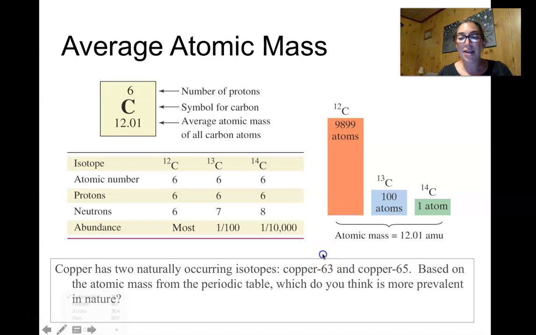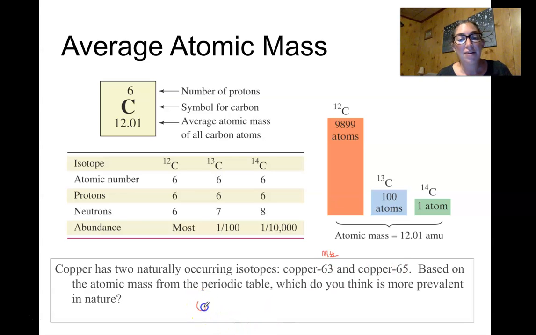The 63 and the 65, when we name an element like that, those numbers represent the mass number. I'm just going to put M, hashtag for number symbol. Okay, that is the mass number. So there's copper atoms with a mass number of 63 and copper atoms with a mass number of 65. Based on the atomic mass from the periodic table, which do you think is more prevalent in nature?